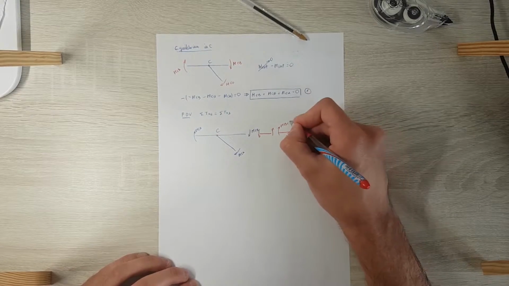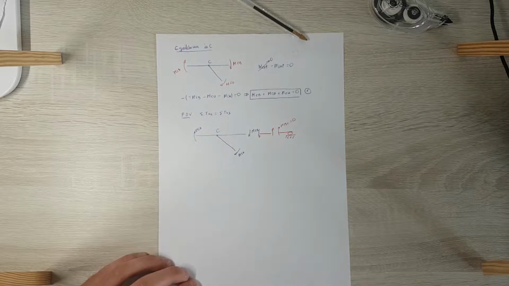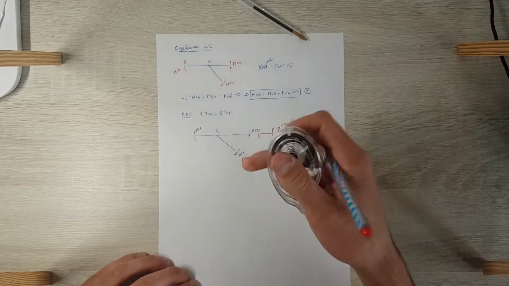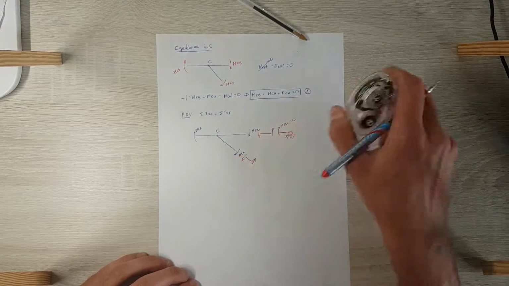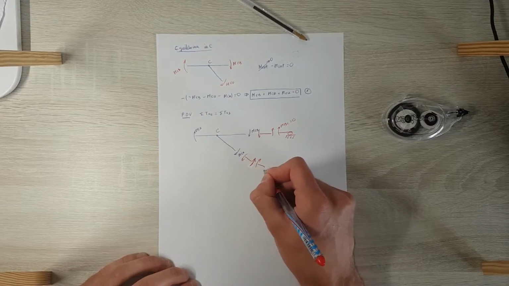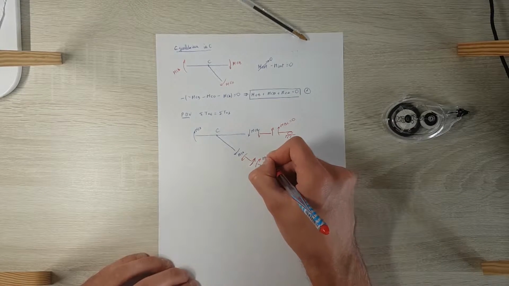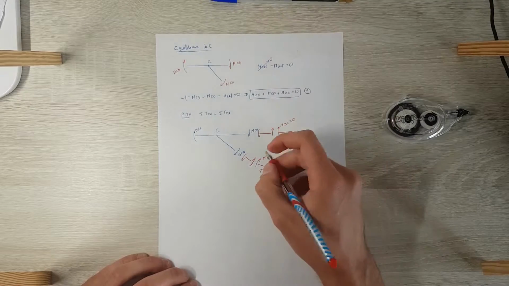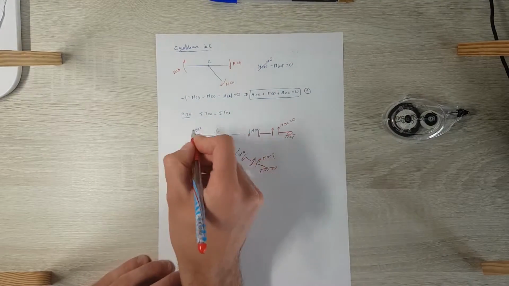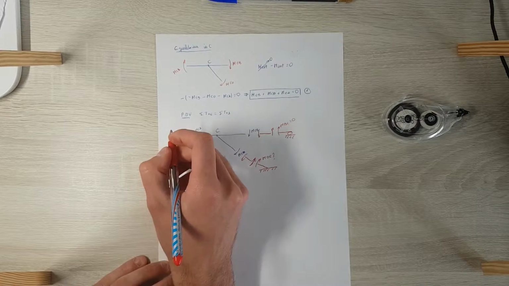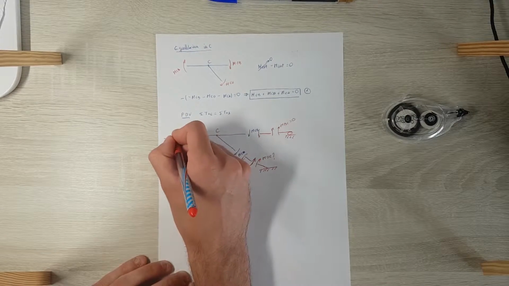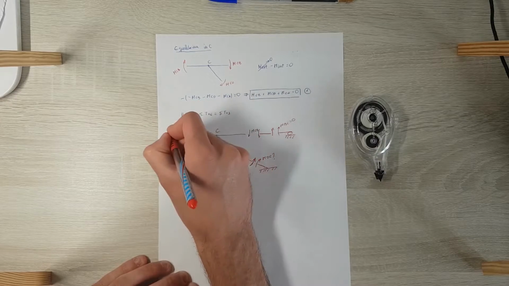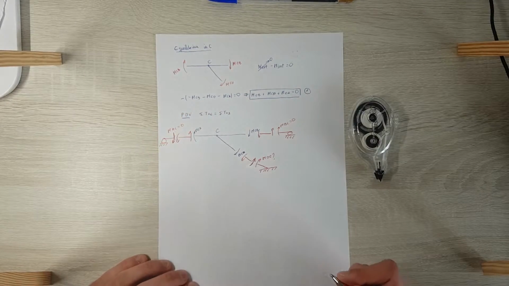We have that MCB should be 0 because this is articulated here. Here there is a fixed support, so the moment is moment CD. Moment DC is not known, and here we have the last of the articulated ends. So MAC equals 0.